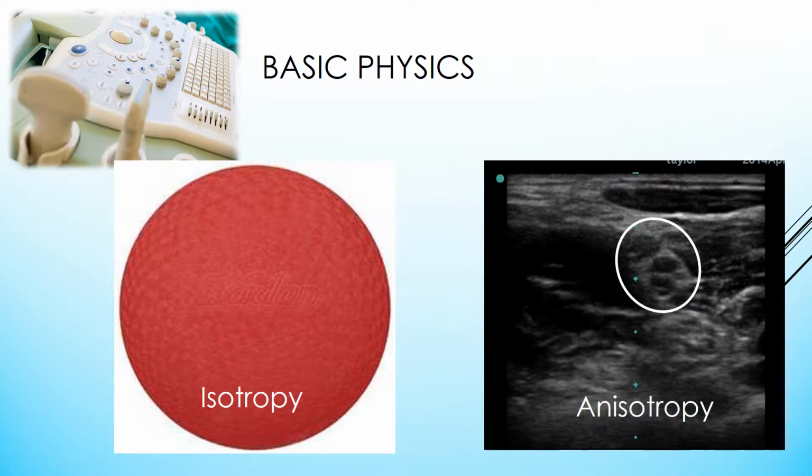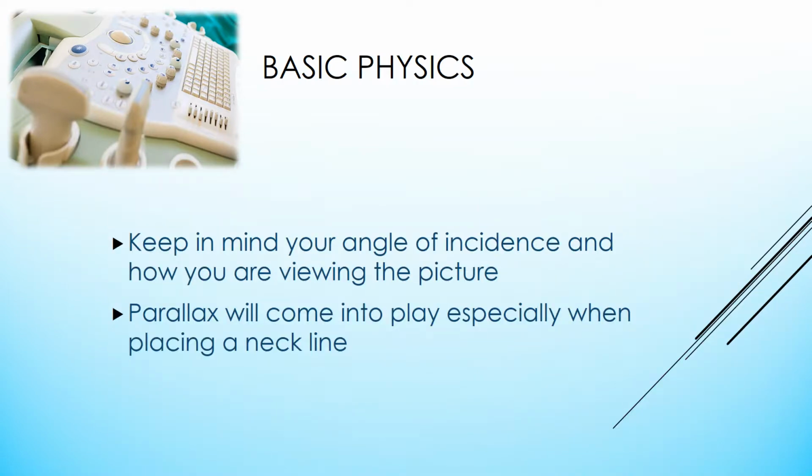The playground ball on the left has isotropy. No matter which way you look at it, it looks like a playground ball. On the right, we see the brachial plexus. This has anisotropy. It only looks like the brachial plexus from one direction. Keep in mind your angle of incidence and how you are viewing the picture.